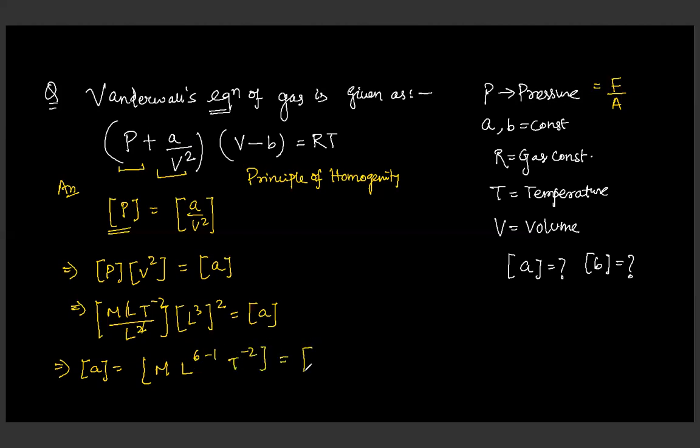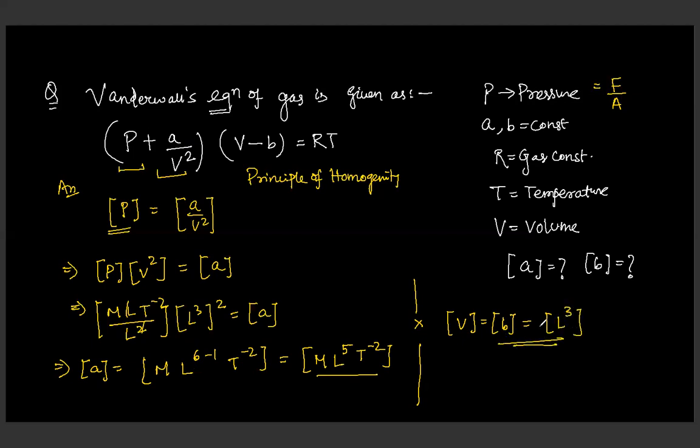So finally we got the constant has a dimension of M L to the power 5 T to the power minus 2. Similarly, coming to finding out the dimension of B, I can write the dimension of volume is nothing but the dimension of B, which is equal to L to the power 3. So we got both the answers now.